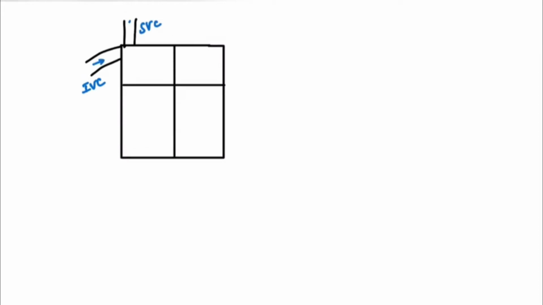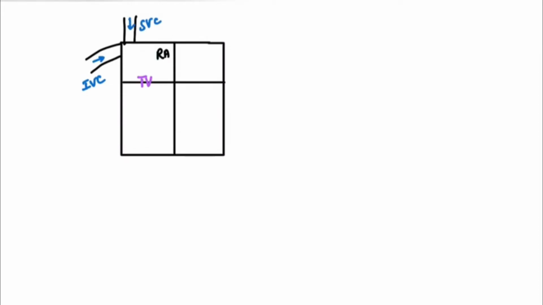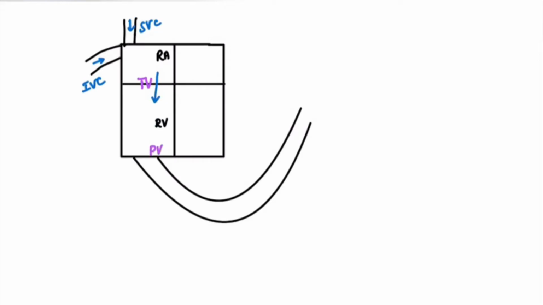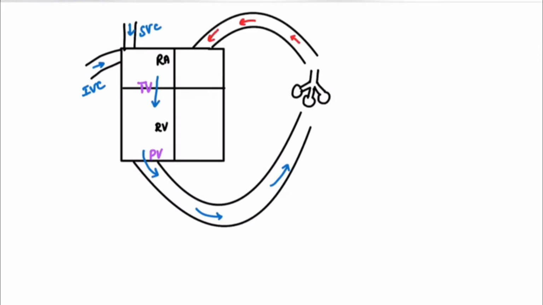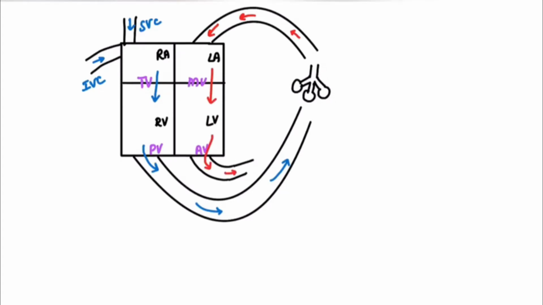So, starting with a simplified four-chambered view of the heart, the deoxygenated blood from the inferior vena cava and the superior vena cava opens into the right atrium, and then through the tricuspid valve it reaches the right ventricle, and then through the pulmonary valve it flows into the pulmonary artery, and then it is oxygenated at the alveoli, and the oxygenated blood is then returned into the left atrium, and then through the mitral valve it reaches the left ventricle, and through the aortic valve this oxygenated blood is pumped to the rest of the body.